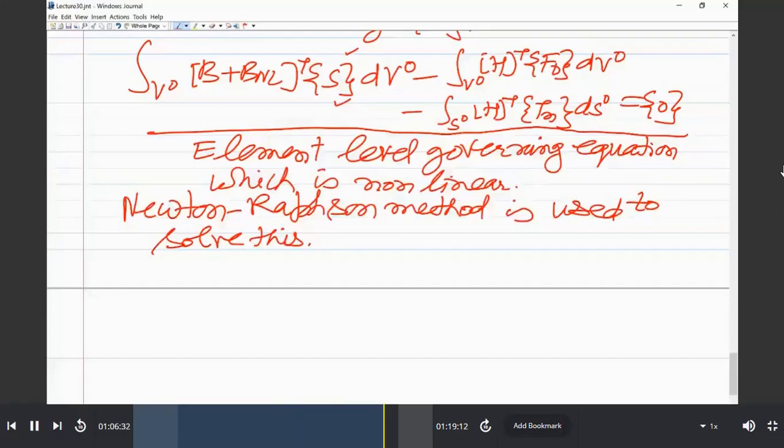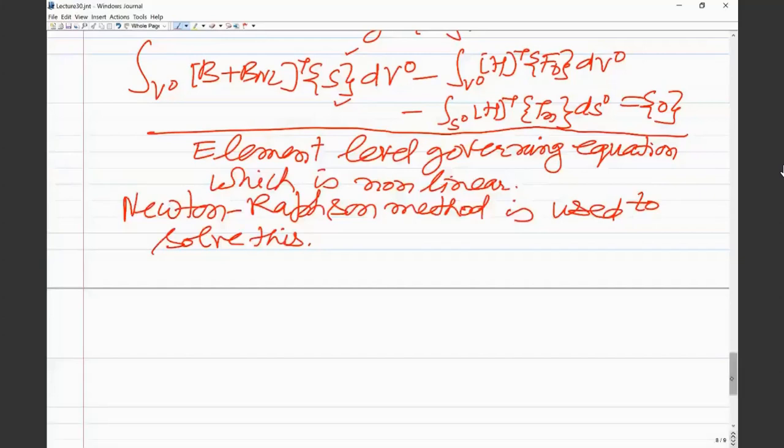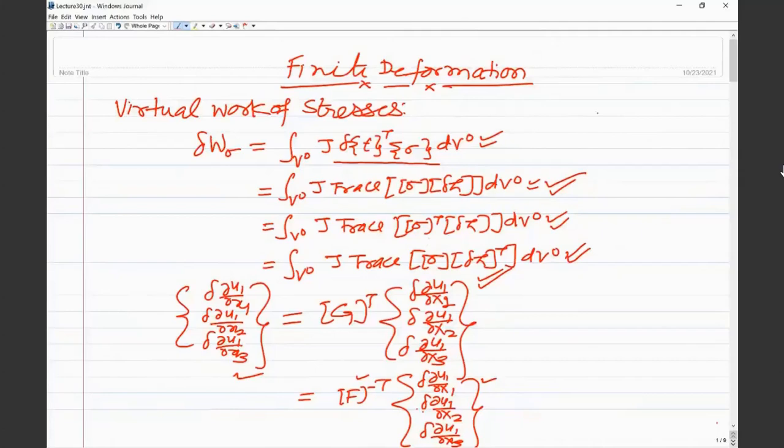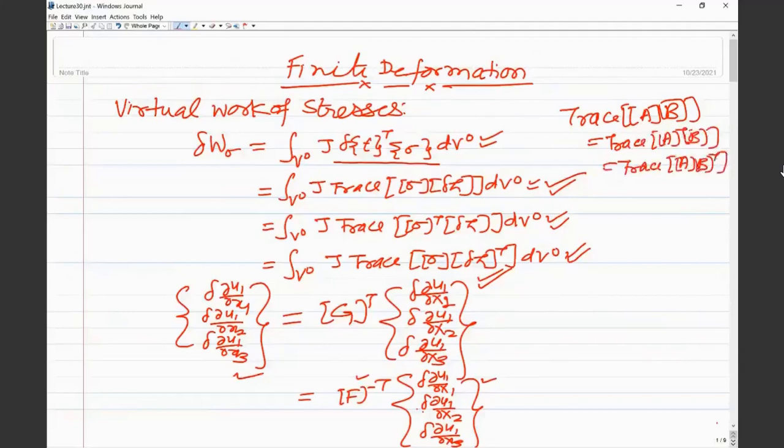Sir, in the starting we did that trace of matrix A into B is equal to trace of A transpose B only for symmetric A, right? So when you write this, it is not necessary that it is symmetric. It can be anything. When you write this trace of any two 3x3 matrices A and B, the trace of A transpose into B will be equal to the trace of A into B transpose for any 3x3 matrices A and B. This is true for any A and B matrices, not necessarily symmetric. Okay.